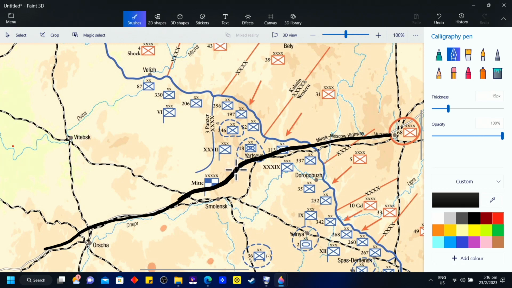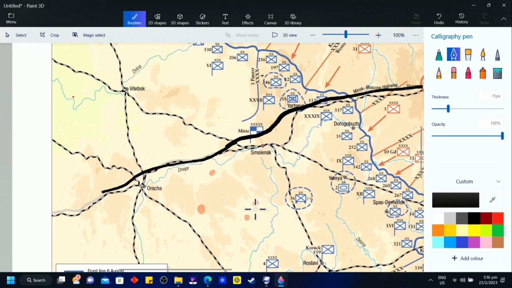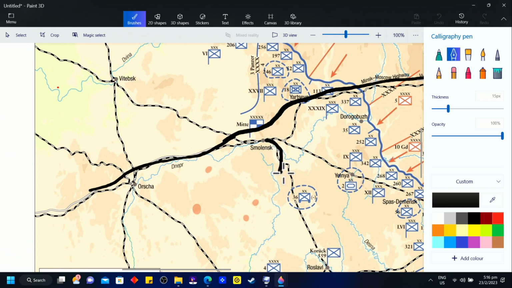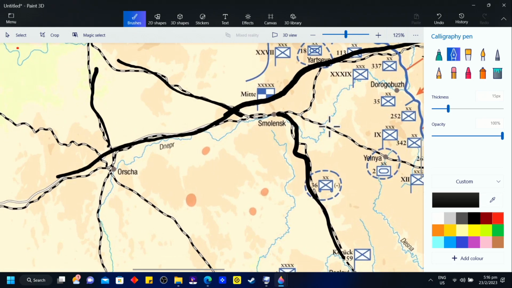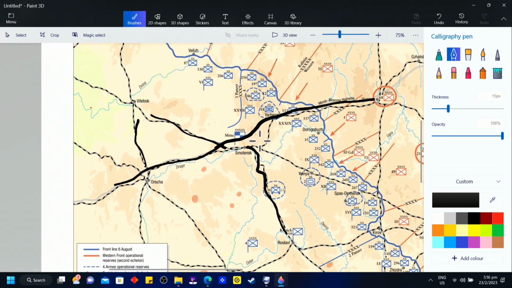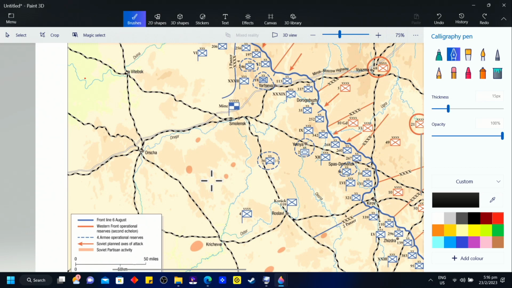But most of the secondary lines of communication were under regular attack. Probably the secondary lines of communication are here, here, and here, and there are some railways that are not shown here. So most of the secondary lines of communication were under attack.